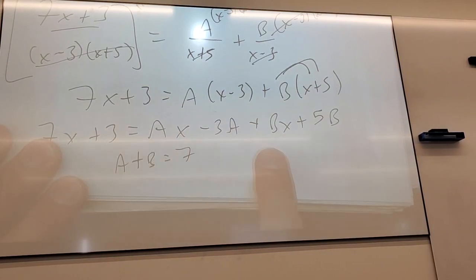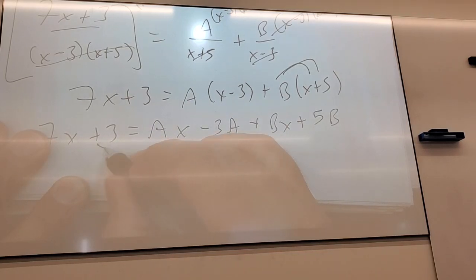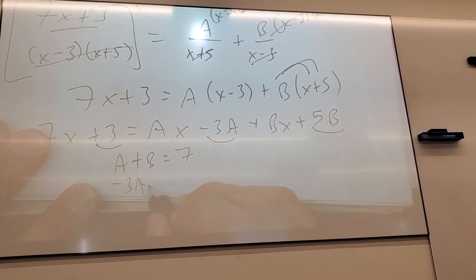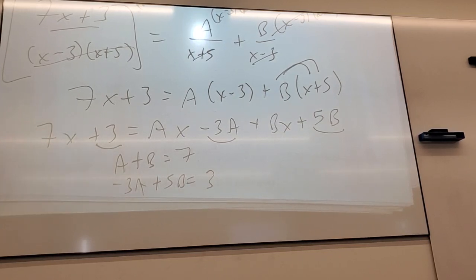What's 3 got to equal? Where are my constants? Oh, negative 3A and 5B. Yeah, so it's going to be negative 3A plus 5B equals 3. What does that look like?